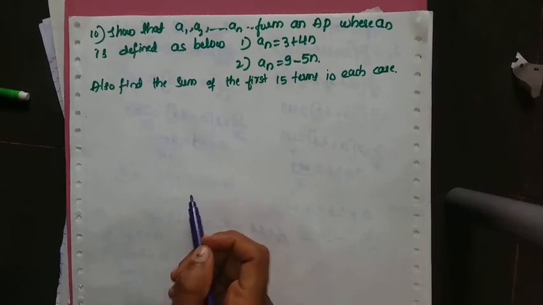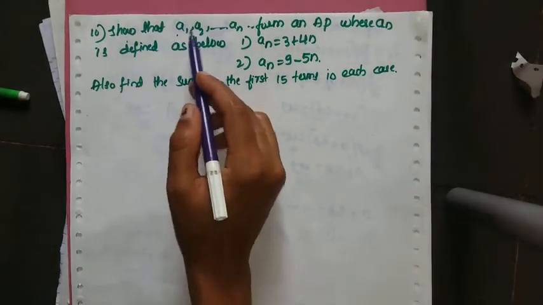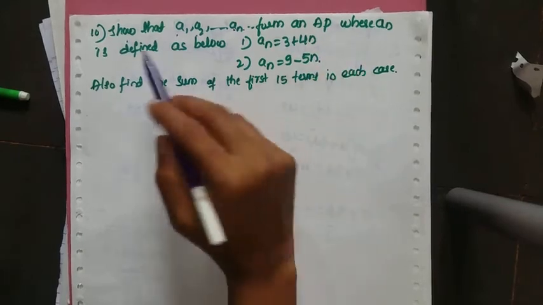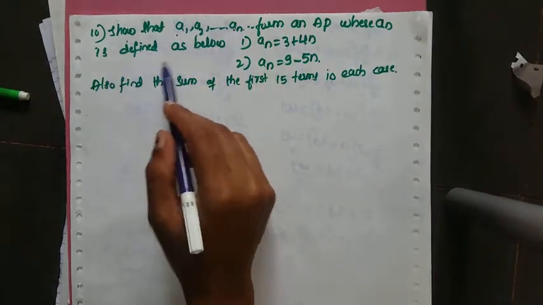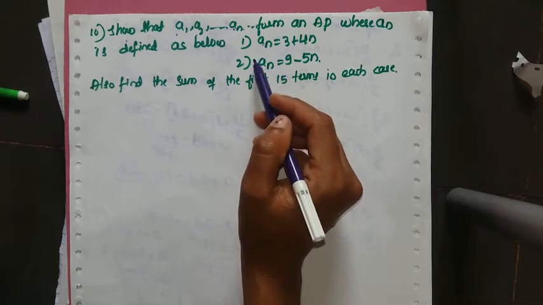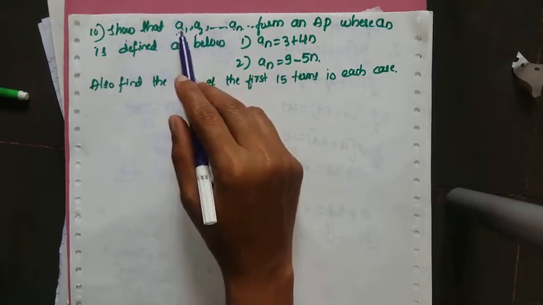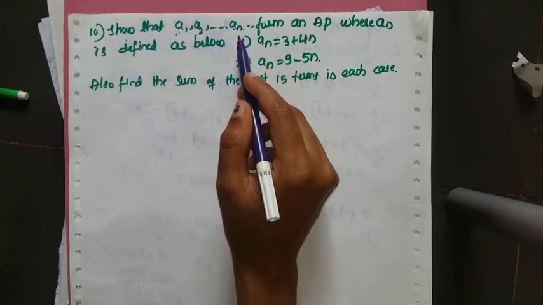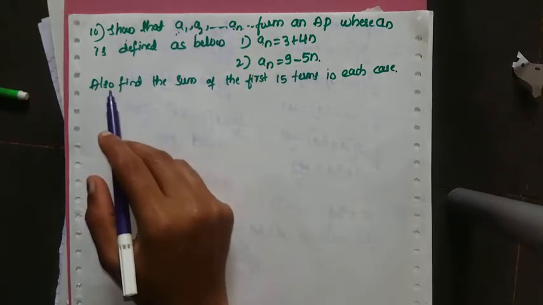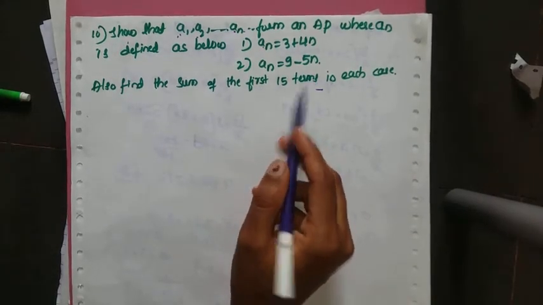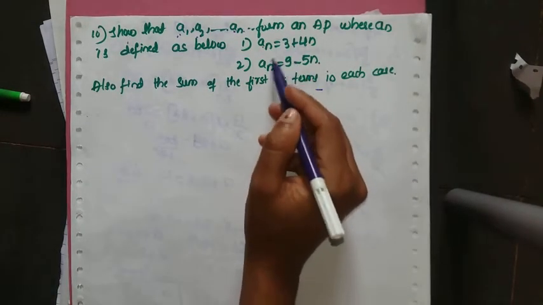So here, 10th question. Show that A1, A2, ..., An, ... form an AP where An is defined as below. Two questions are given. So we need to find out A1, A2 and then check whether it forms an AP or not, and also find out the sum of the first 15 terms in each of the cases.